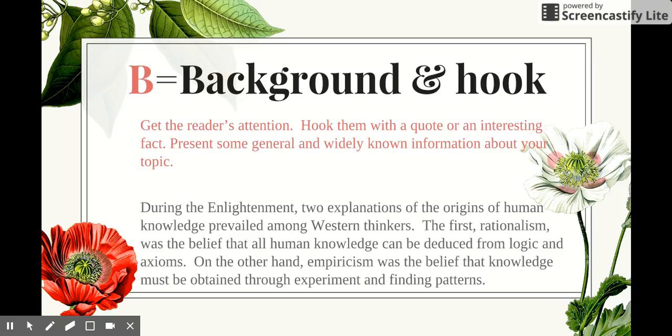The background and the hook of your paragraph get the reader's attention. You can hook them with a quote or an interesting fact and then present some general and widely known information about your topic. Here's an example.